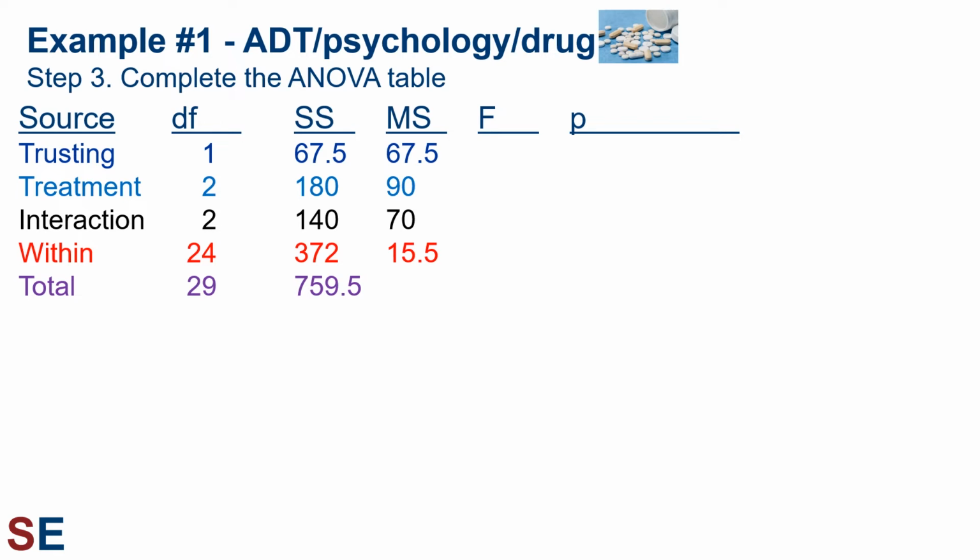The next step is to divide each of the 3 mean sums among values by the mean sum within to get the F calculated values. That gives us these values. Now we have 3 F values, and we'll do 3 F tests. If you're unfamiliar with the f-test, you can watch the stats example video on the f-test.